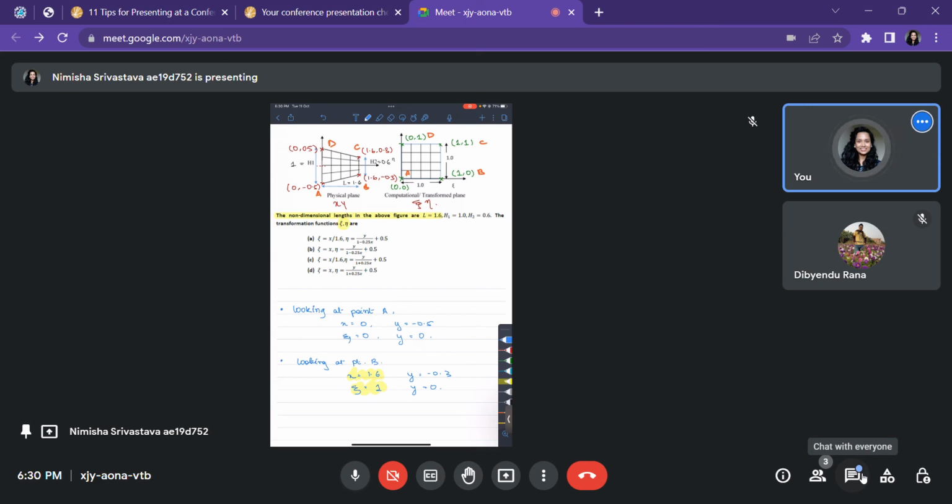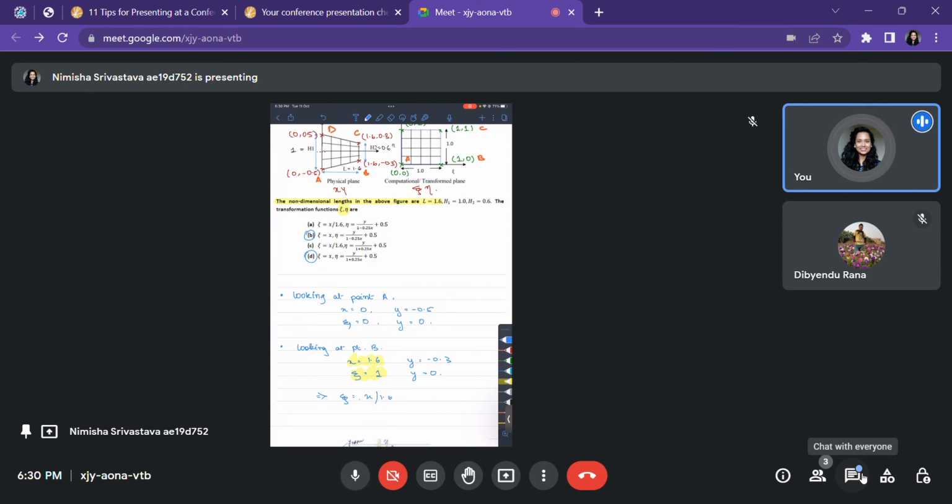So then 1 equals x divided by some factor a, so that is 1.6. So a equals 1.6. So basically zeta equals x by 1.6. Right. This implies zeta equals x by 1.6. So we have narrowed it down to B and D.